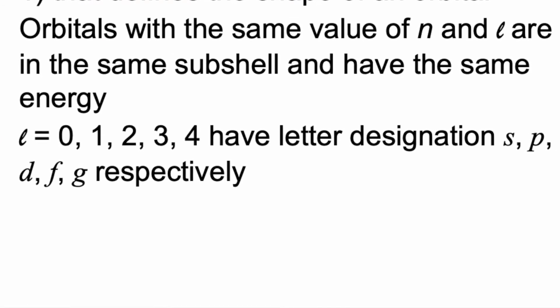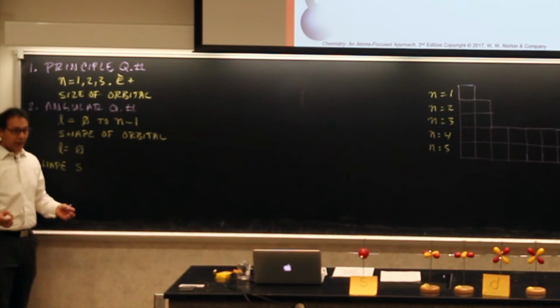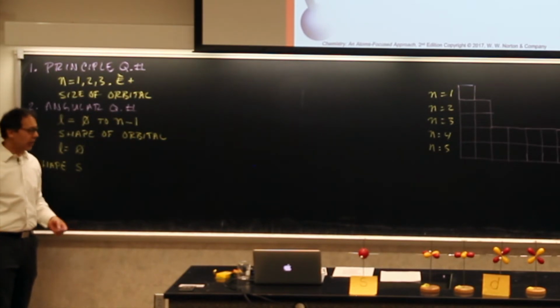Now, s stands for something in German. This was all done by the Germans way back when. And one of the reasons that if you were a chemistry major, you had to learn German. It was a requirement at one time. But we don't do that anymore.